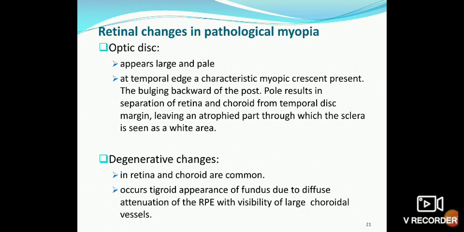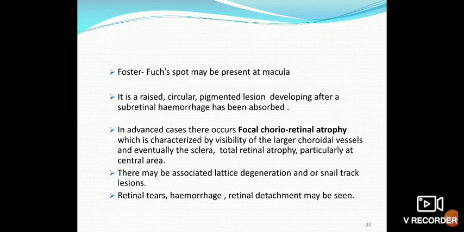Another change: degenerative changes are common in the retina and choroid. The fundus will appear tigroid. The tigroid appearance of the fundus is due to diffuse attenuation of the RPE with visibility of large choroidal vessels. Fuchs' spots may be seen. These spots are raised circular pigmented lesions at the macula, and they are due to subretinal hemorrhages.